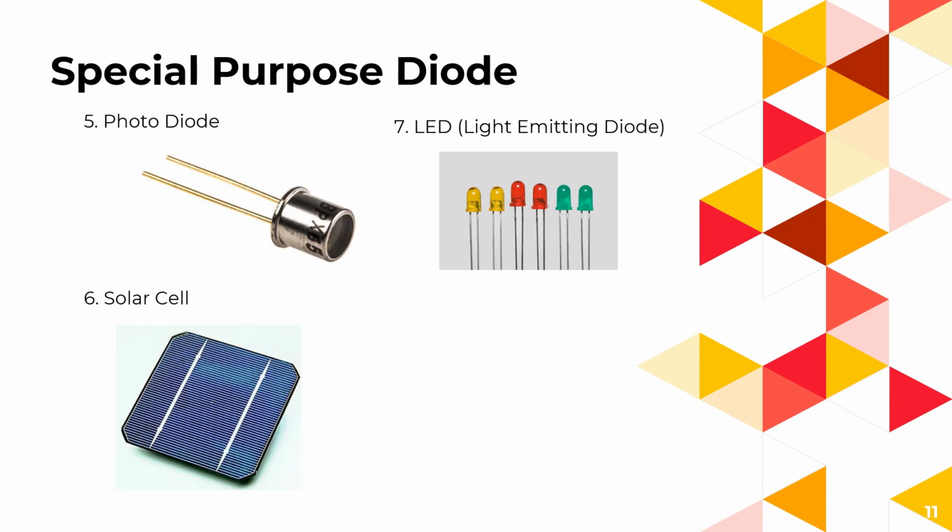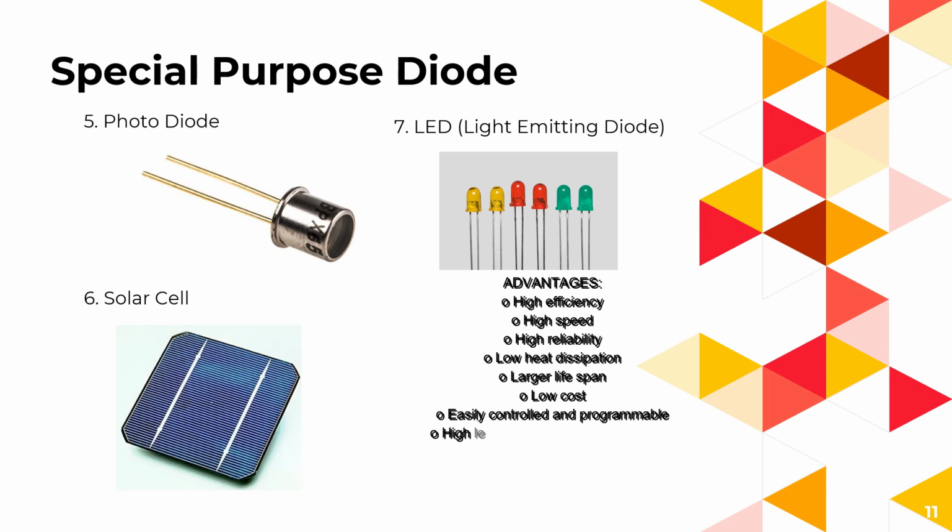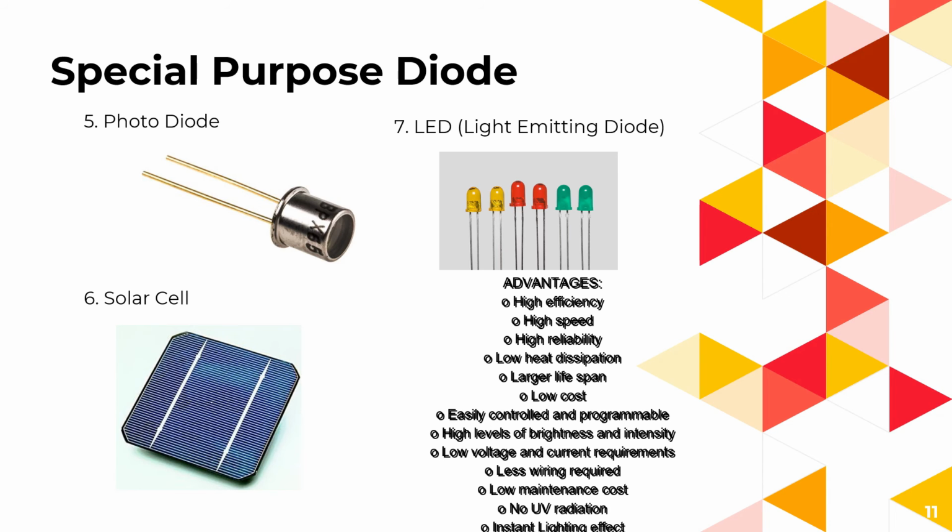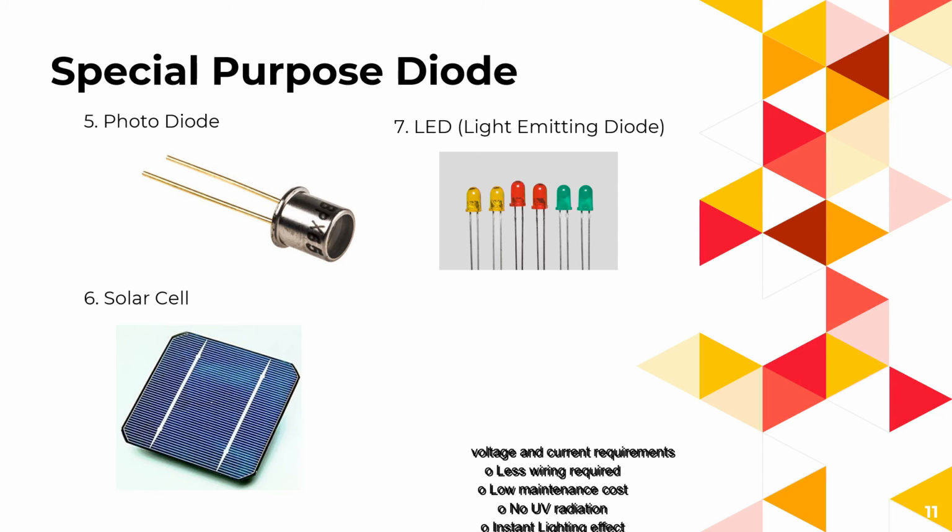Advantages of LED. There are many advantages of LED, such as high efficiency, high speed, high reliability, low heat dissipation, larger lifespan, low cost, easily controlled and programmable, high levels of brightness and intensity, low voltage and current requirements, less wiring required, low maintenance costs, no UV radiation, and instant lighting effect.